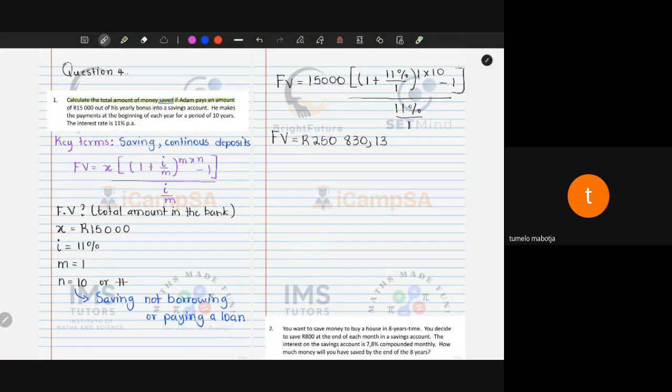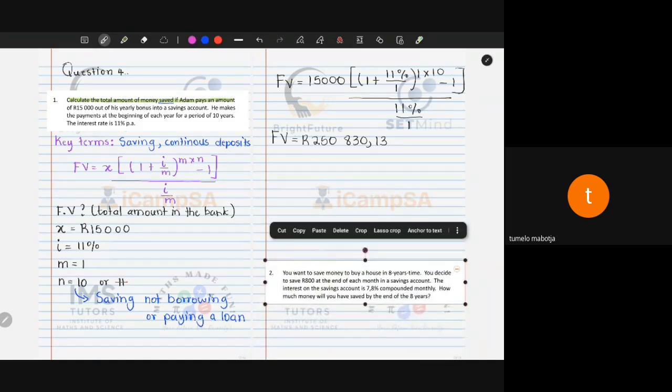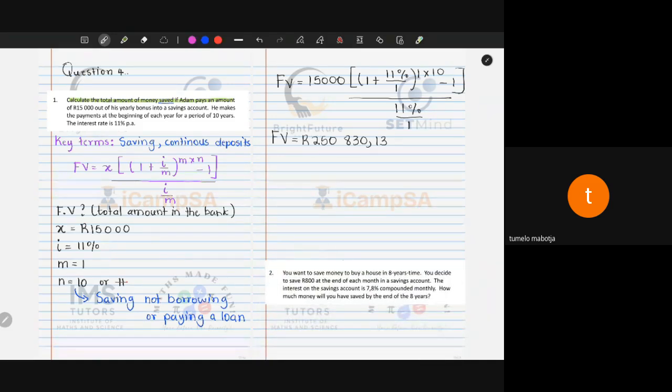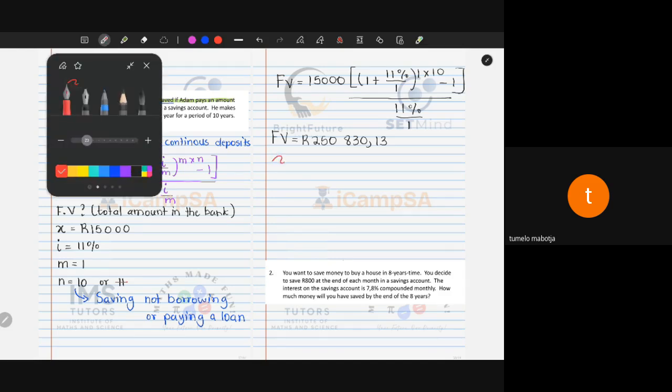So is Mr. Adams very rich, guys? In 10 years he is putting in 15,000 when he gets his bonus, in December. He doesn't use his money on things that are disruptive. He doesn't drink alcohol or drink his money. He's putting it in the bank, and after 10 years he gets 250,000. And now the question for you guys is, what is his profit here?